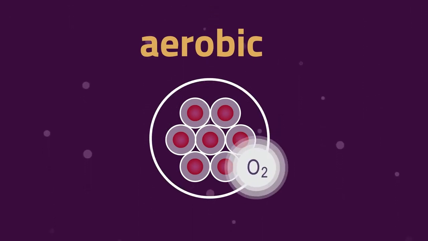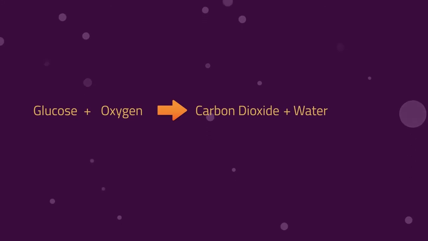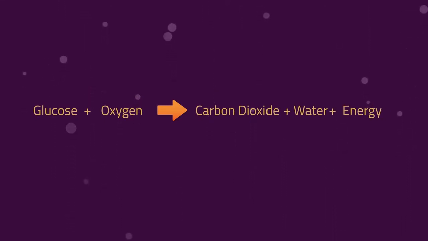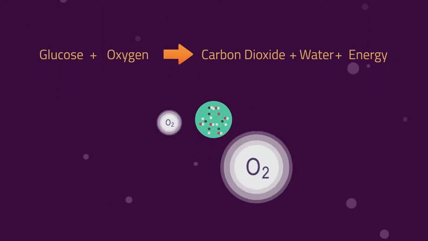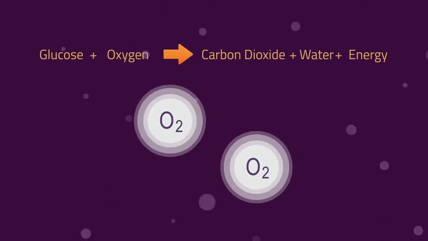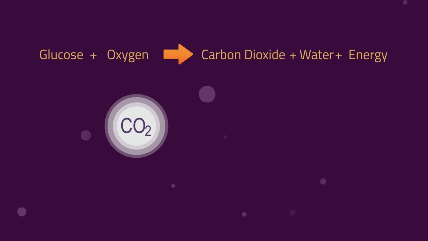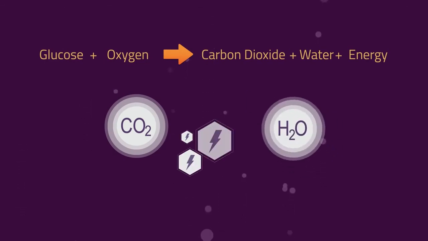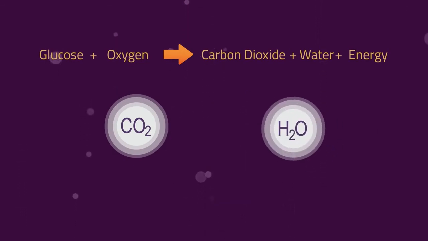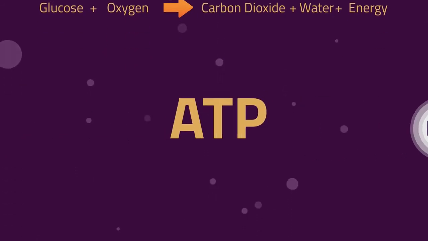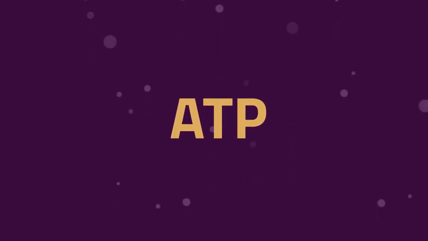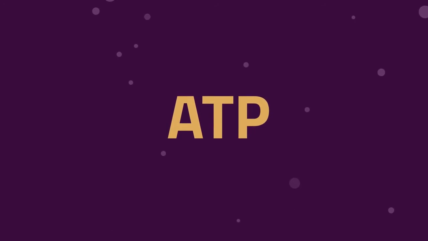It is represented by this simplified equation. But don't forget the energy which is released. Glucose is broken down by oxygen to release the byproducts of carbon dioxide and water. Energy is released, which is then used to make a special energy molecule called ATP. ATP is how energy is stored for later use by the body.